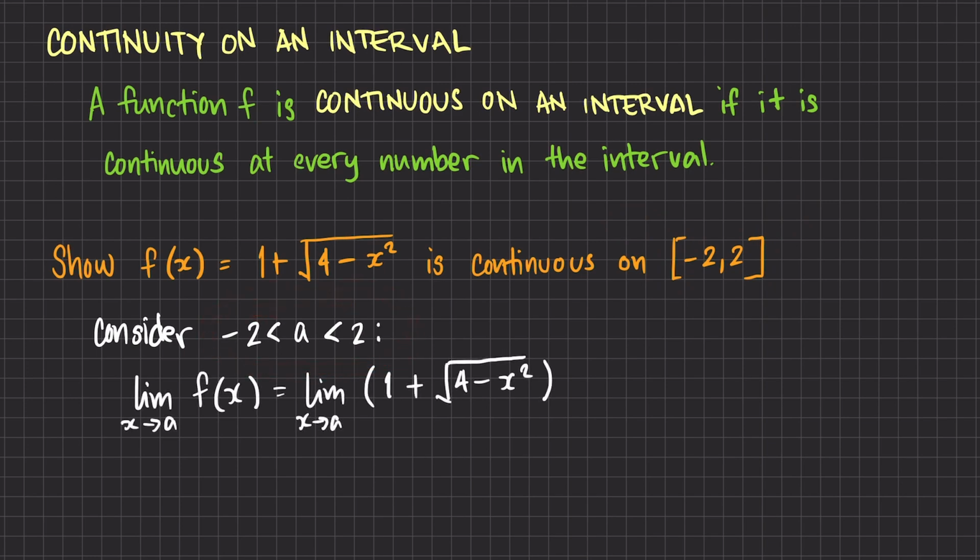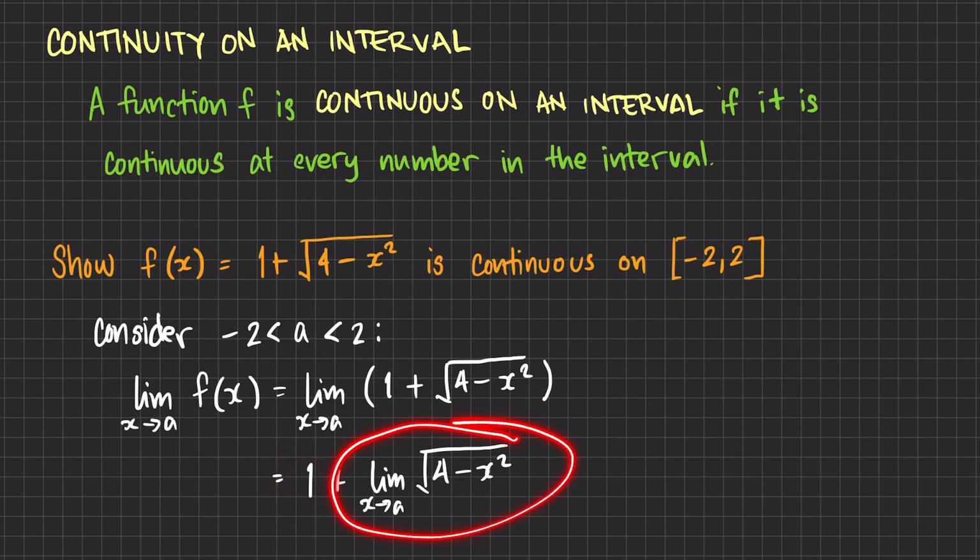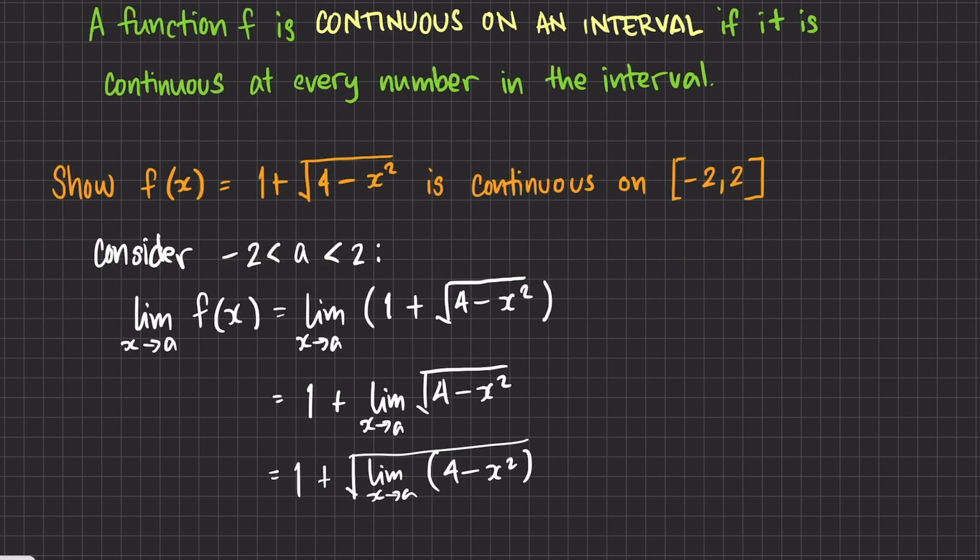So to determine continuity, we evaluate the limit of f of x as x approaches a. And that is just the limit as x approaches a of the quantity 1 plus the square root of 4 minus x squared. Using the properties of limits, this would be equal to the limit of 1 as x approaches a. 1 lang yun. Plus the limit of the square root of 4 minus x squared as x approaches a. And we get 1 plus the square root of the limit as x approaches a of 4 minus x squared.